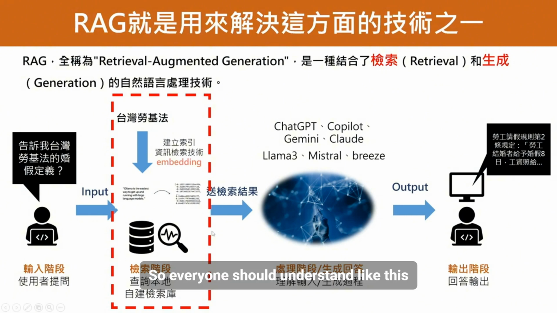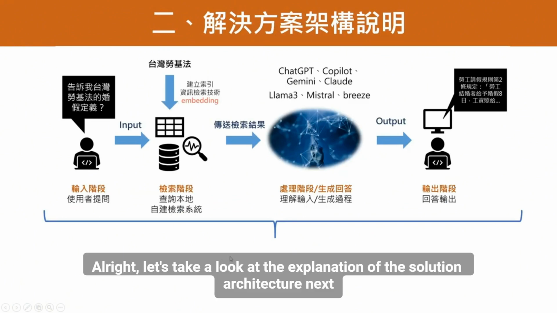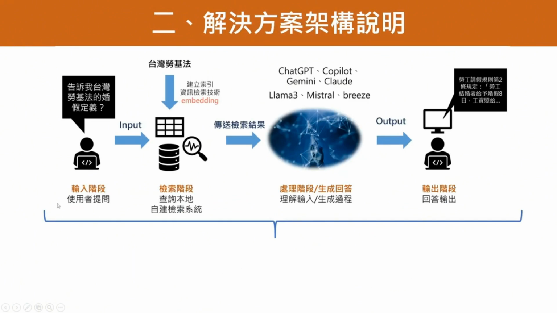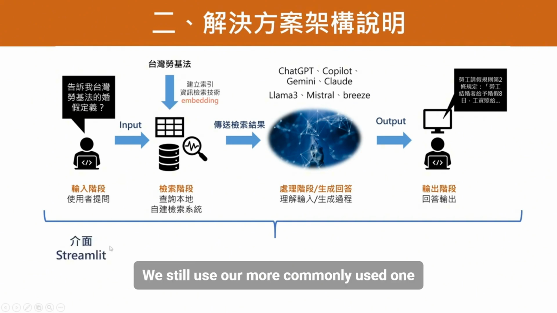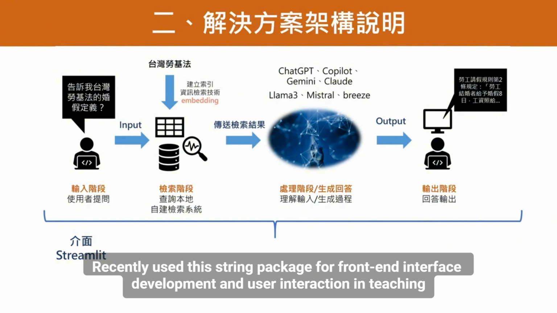So everyone should understand it like this. Know where RAG is located. We will write the code later. This is the place I need to pay attention to. Alright, let's take a look at the explanation of the solution architecture next. In the part of user input, we still use our more commonly used one. Recently we used the Streamlit package for front-end interface development and user interaction in teaching.